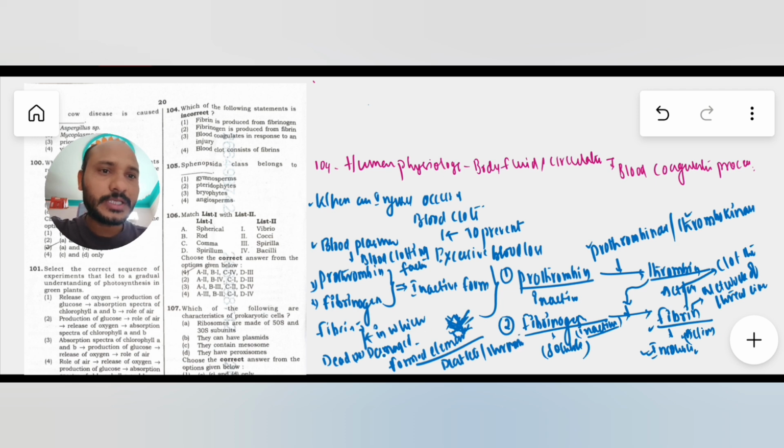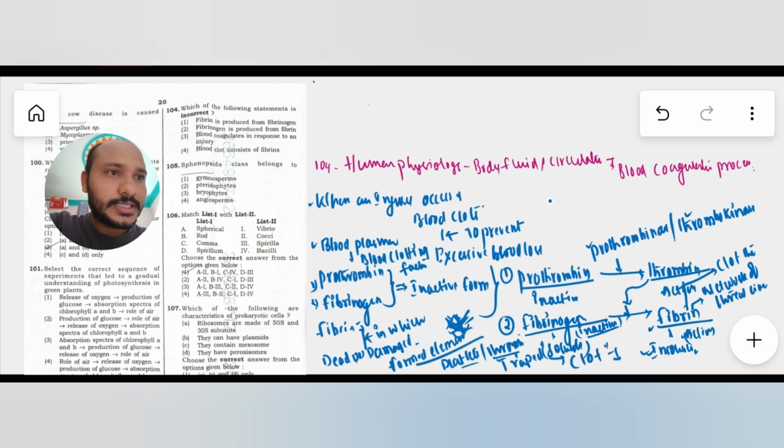So in fibrin, these dead or damaged formed elements, platelets, are trapped in this thread-like network. If they are trapped in this network-like structure, they simply form a clot. If they clot, it prevents excess blood loss. So this is what actually happens in blood coagulation.